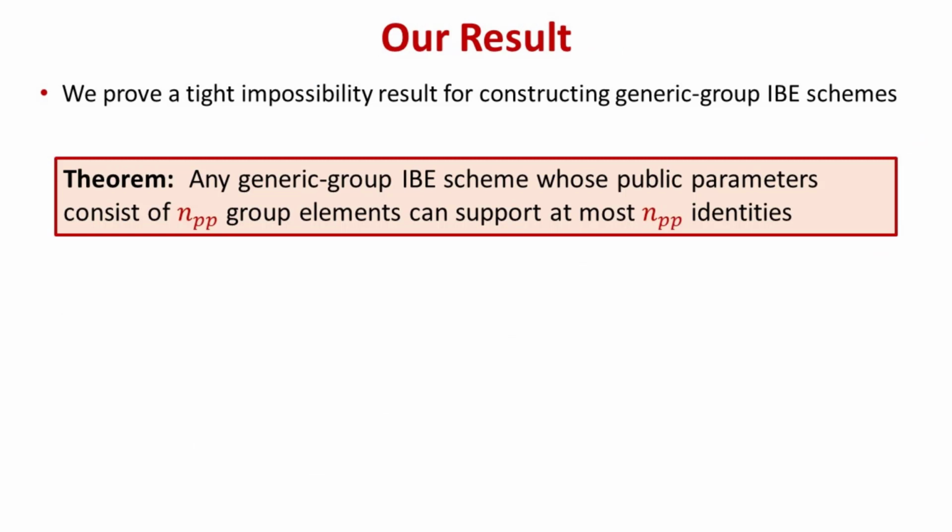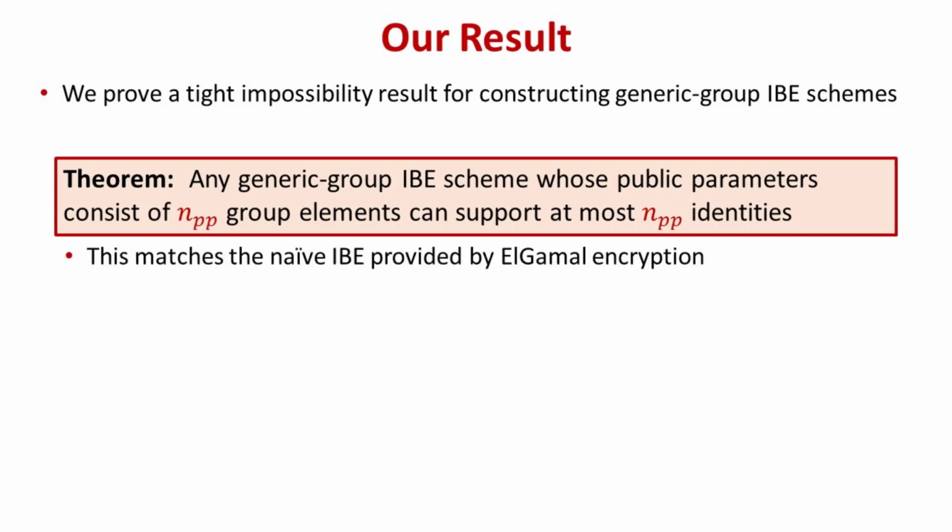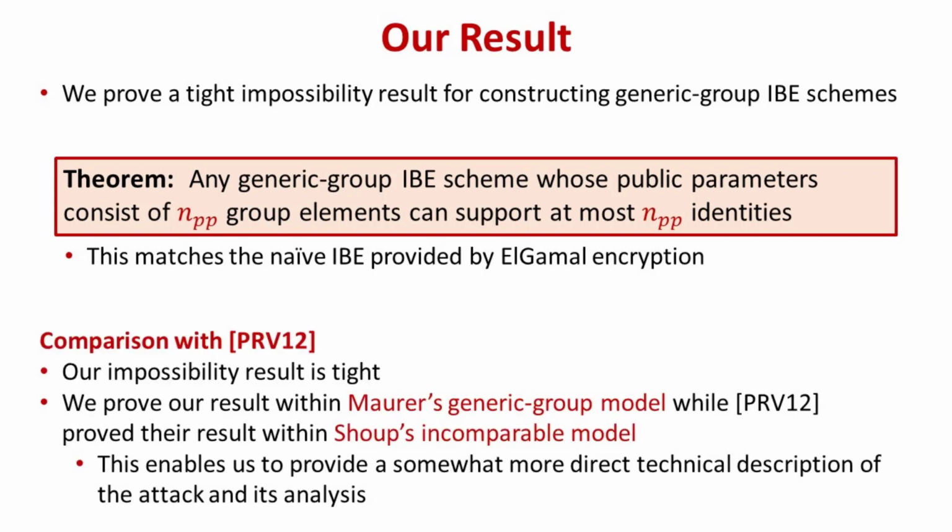constructed. In this work, we resolve this question by proving a tight impossibility result for constructing generic group IBE schemes. We show that any such scheme, whose public parameters consist of NPP group elements, may support at most NPP identities. This matches the trivial threshold that is obtained, for example, by including an independent ElGamal public key for each identity. Compared to the work of Papakonstantinou et al., on the one hand, our proof follows the structure of their proof, which I will discuss in a few slides.